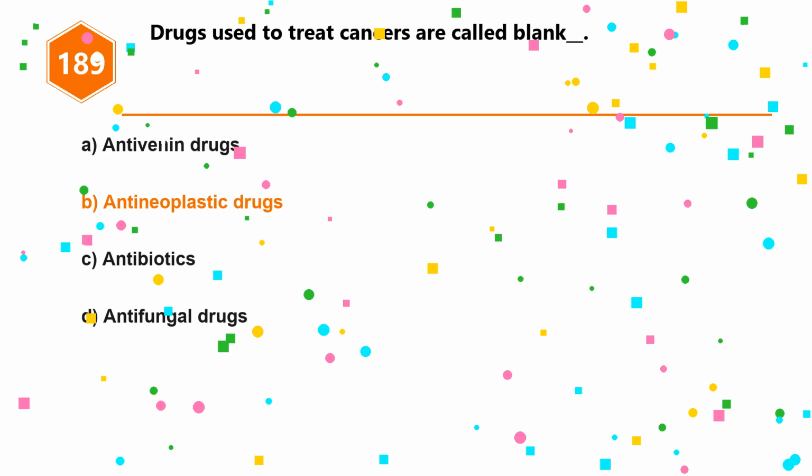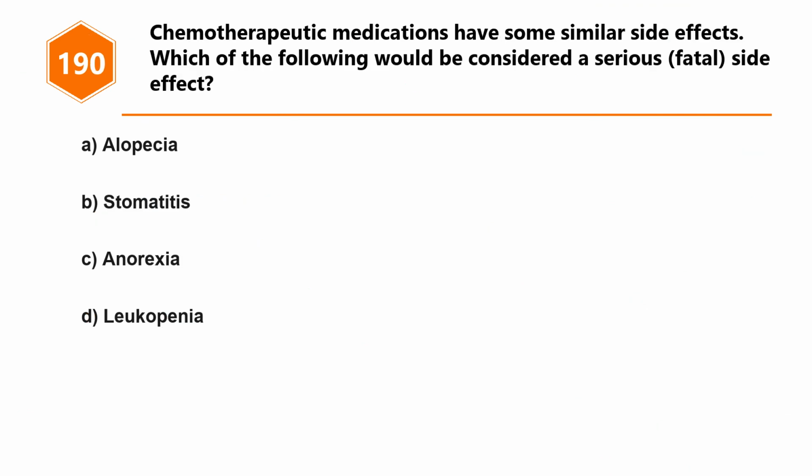The correct answer is option B. Antineoplastic drugs. Question 190. Chemotherapeutic medications have some similar side effects. Which of the following would be considered a serious, fatal, side effect? Option A, alopecia. Option B, stomatitis. Option C, anorexia. Option D, leukopenia.